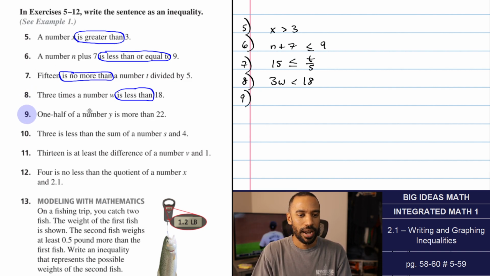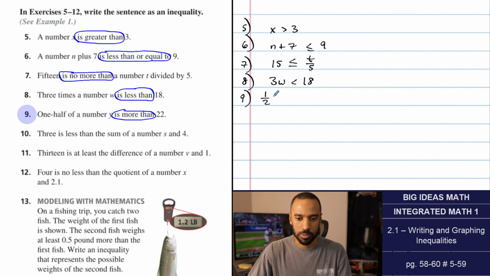Number 9, 1/2 of a number y is more than 22. More than is also a way of saying greater than. Why did that turn black? Is more than 22. Okay, so like greater than, right? So 1/2 of a number, that means 1/2 times a number. 1/2 of a number y is more than 22.